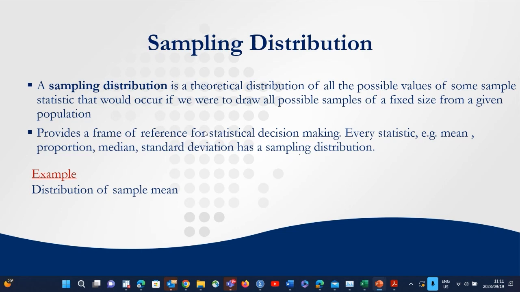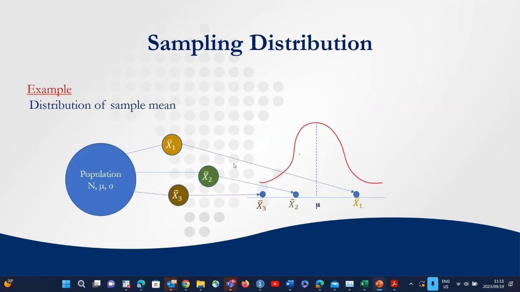And here we are talking about all the possible values. There are some properties which have been established. Let me try to demonstrate using an example. If we talk using the sample mean as an example, the sample mean will be coming from a population. The population has size n, and then has an average of mu.